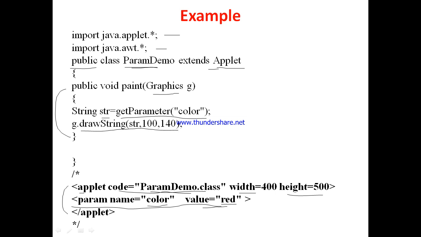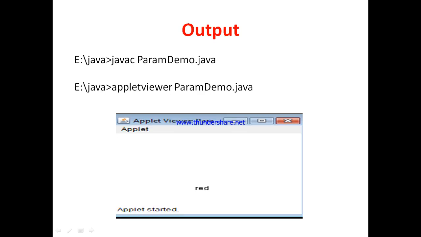Here str is the string that is to be displayed, and 100 is the x position and 140 is the y position. Let us see the output. Now how do we compile and run this program? The program name is ParamDemo, so javac ParamDemo.java. Then we have to run the program, but we have to run the applet. So for executing the applet we write appletviewer name of program .java. Why have we written .java?